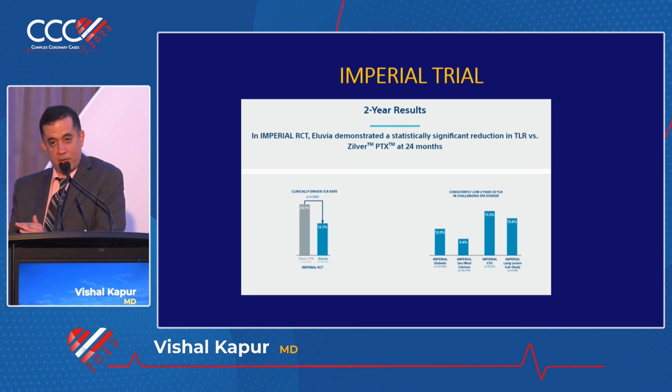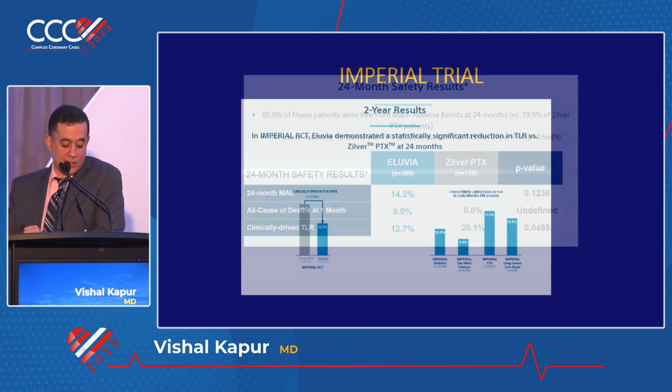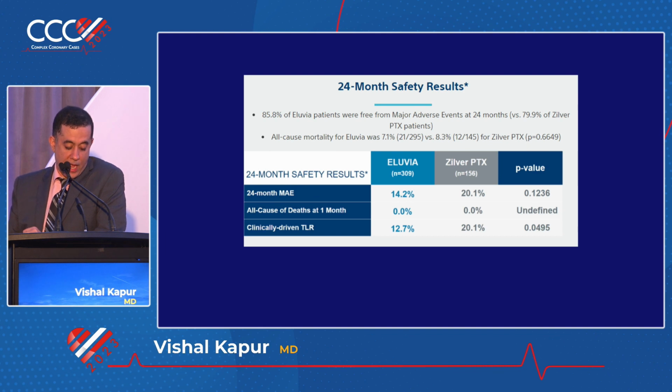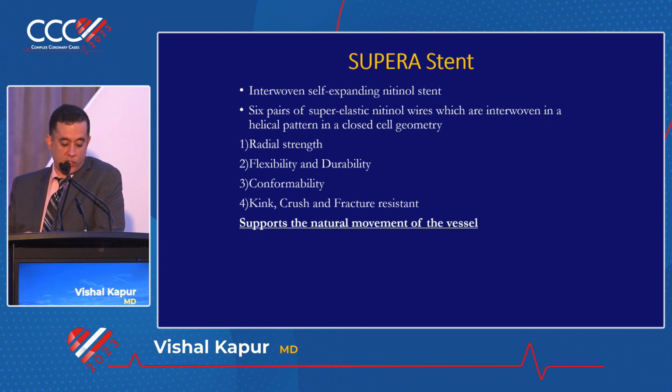Eluvia, when compared to Zilver, now you can say which is one stent better than the other. There was one trial, the IMPERIAL trial, which compared the Eluvia stent versus the Zilver PTX, and they actually did end up showing some benefit of Eluvia stent at the end of 2 years. But overall, the safety point, the all-cause mortality, everything was pretty much similar, except for more instances of reintervention in the Zilver as compared to the Eluvia arm.